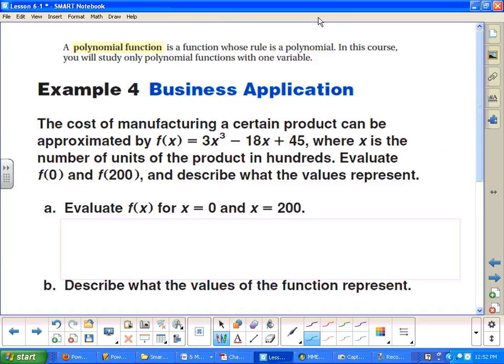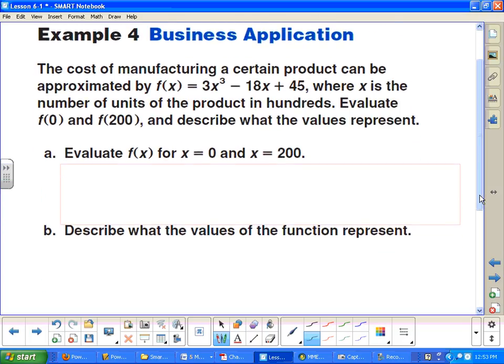Okay, a polynomial function is a function whose rule is a polynomial. In this course, you'll study only polynomial functions with one variable. We're not going to throw two variables at you in this. So here's a business application. The cost of manufacturing a certain product can be approximated by f of x equals 3x cubed minus 18x plus 45, where x is the number of units of the product in hundreds. It says evaluate f of 0 and f of 200 and describe what the values represent.